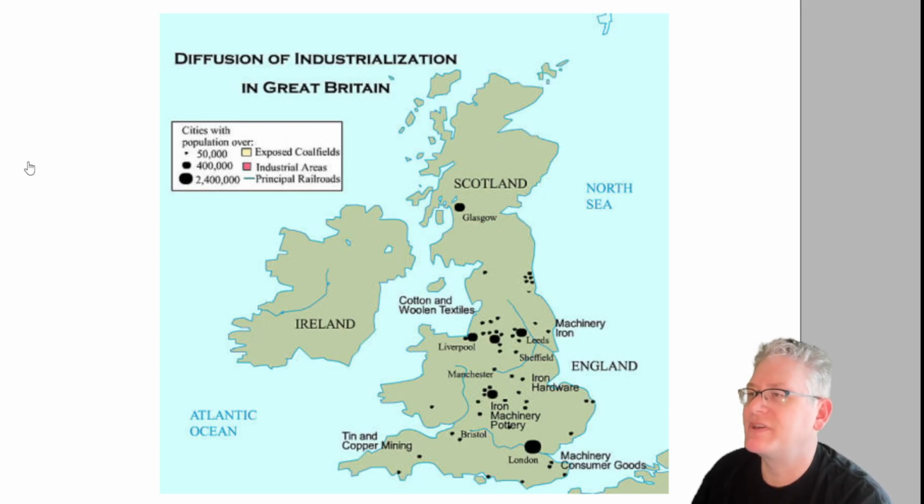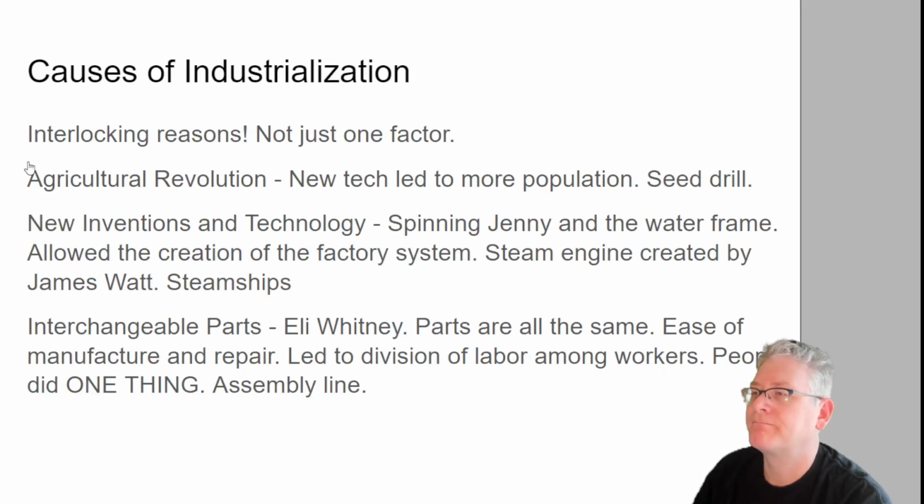Here you can see how industrialization is going on all over Great Britain. It's not just in one location. Some of the major cities, of course, London, and then a bit up there in the north, places like Liverpool, Leeds, Sheffield, etc. All right, what are the causes, though, of this industrial revolution?